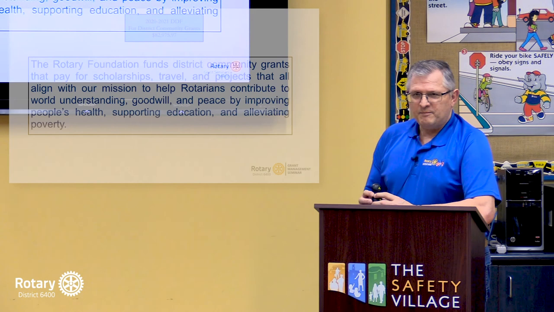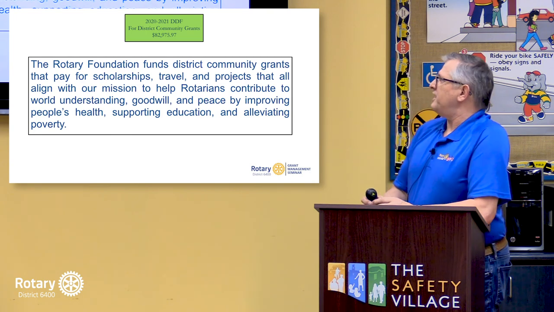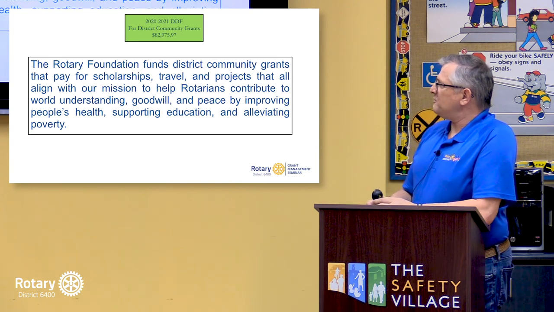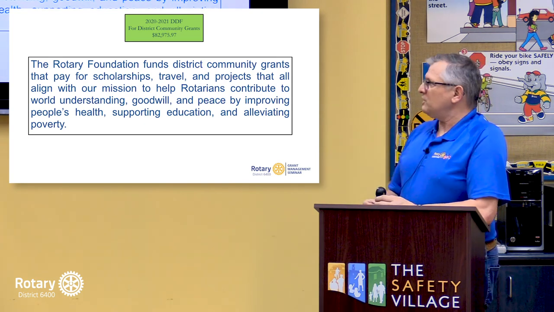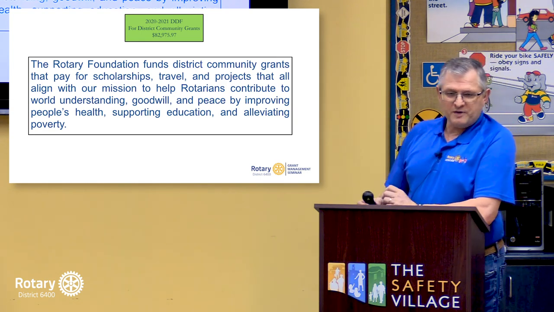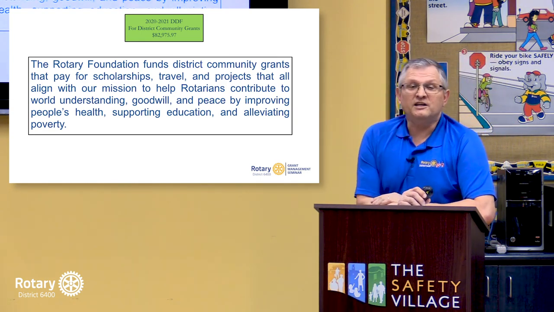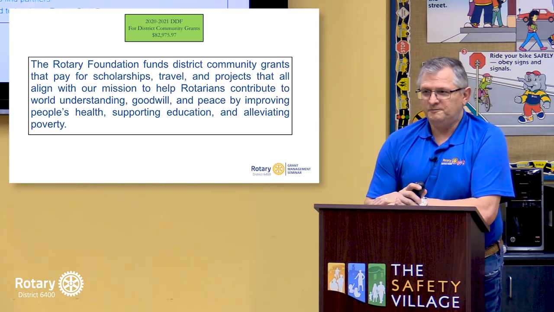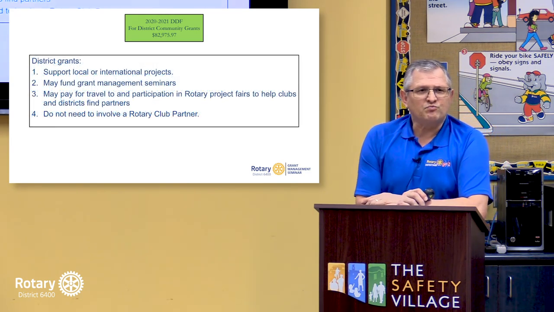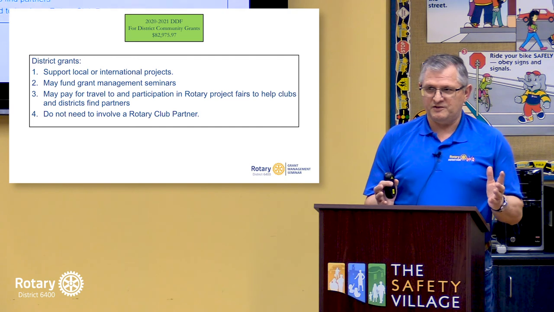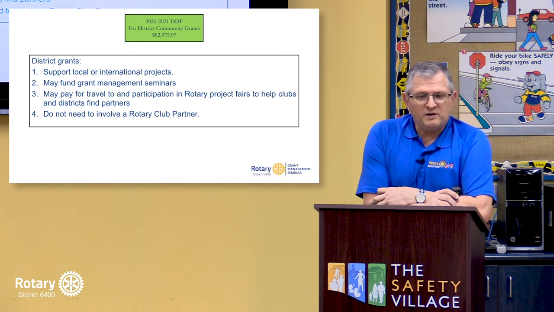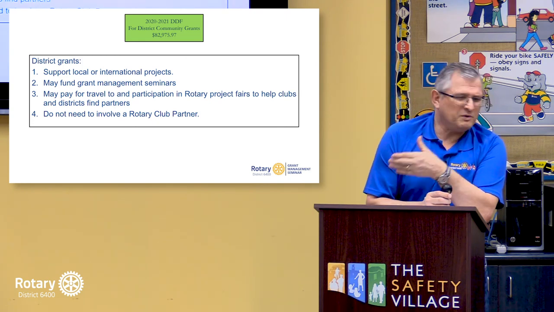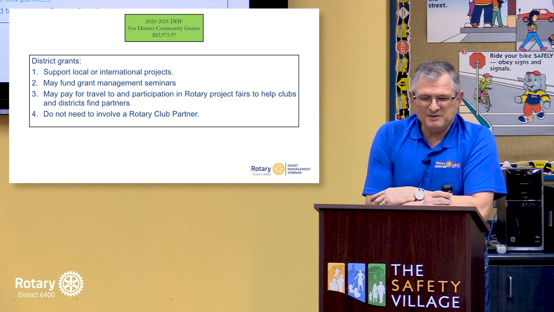So I'm going to talk a little bit about the district community grants. Rotary says these funds pay for scholarships, travel, projects that all align with our mission to help Rotarians contribute to world understanding, goodwill, and peace by improving people's health, supporting education, and alleviating poverty. That's what Rotary International allows. Here's what we do. We use it to support local or international projects and these things called district community grants. We use it to fund grant management seminars. So there's some small expenses for doing these things. Very small. We had to pay for the books. So that's about it.